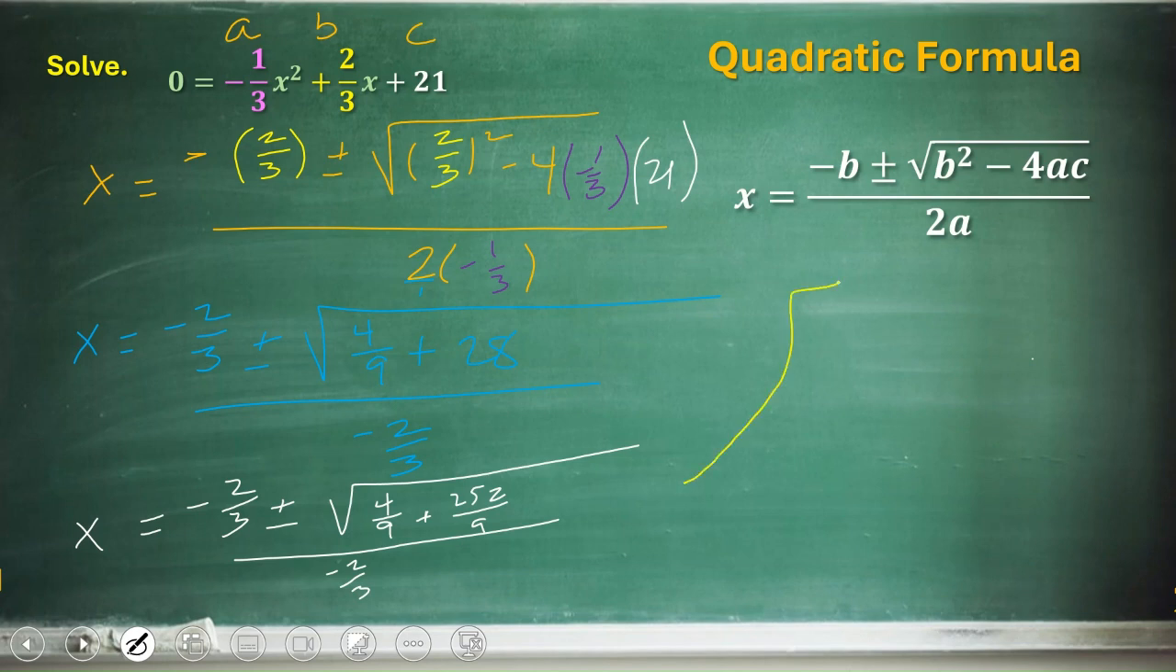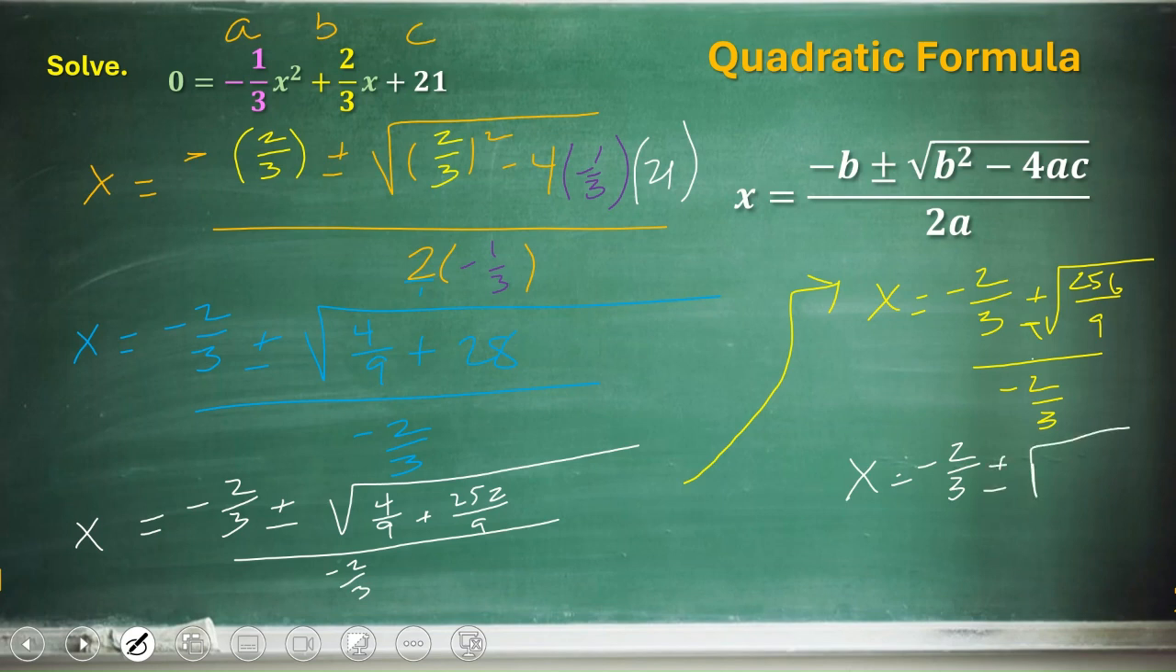So over here, I end up with x equals negative 2/3 plus or minus the square root of, so when we add fractions and we have a common denominator, the common denominator stays the same and we add the numerator. 4 plus 252 is 256 over 9, all divided by negative 2/3. Okay, and now we're going to simplify even farther. So we have negative 2/3 plus or minus. I wrote the square root and I did not mean to.